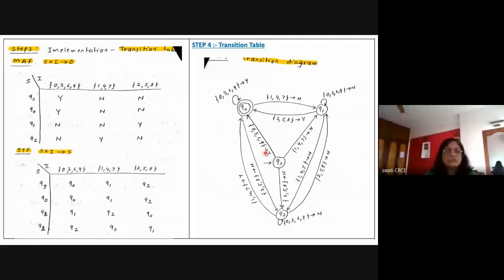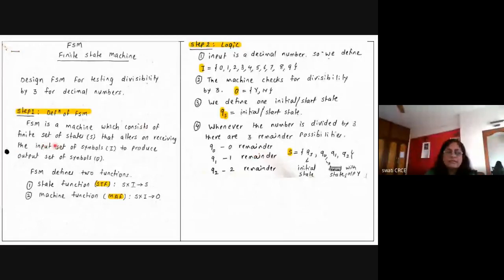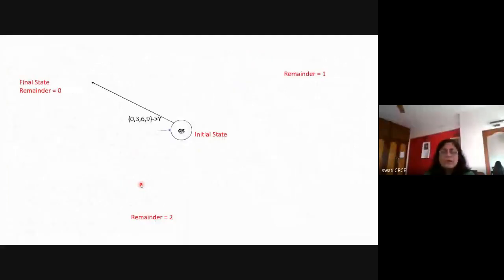FSM is a machine that consists of a finite set of states that alters on receiving any input from the input set of symbols I to produce an output set of symbols O. And it has two functions: machine function and state function. So this was the problem of the divisibility by 3 tester.